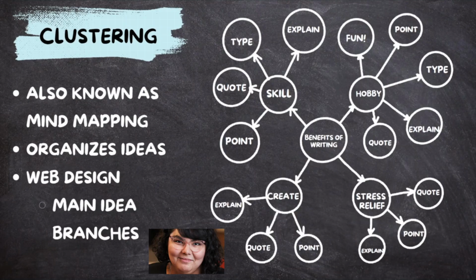Another tool you can use when brainstorming is clustering, which is also known as mind mapping. This method allows you to organize your ideas and thoughts to find relationships and connections, which is why it often looks like a web design where the main idea branches off to show more tailored ideas.